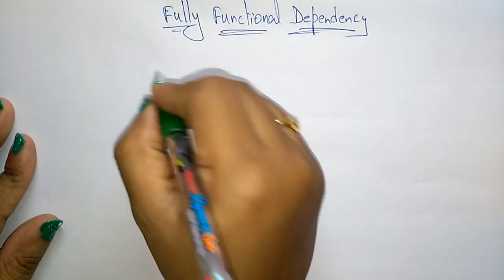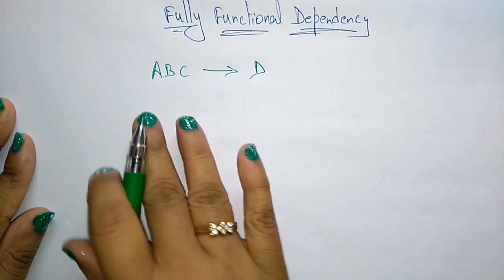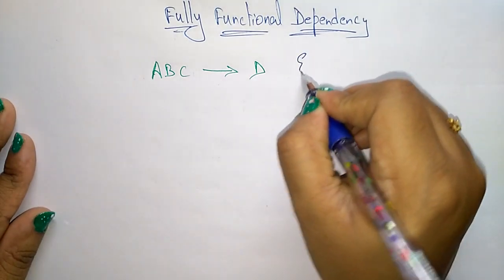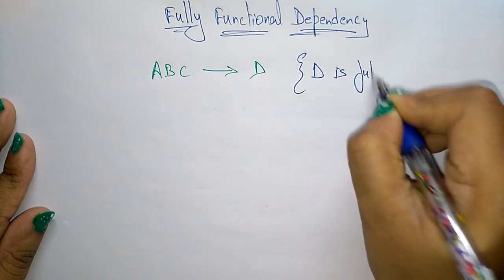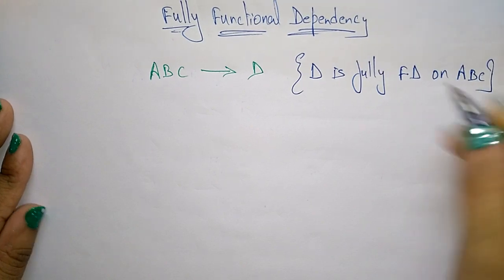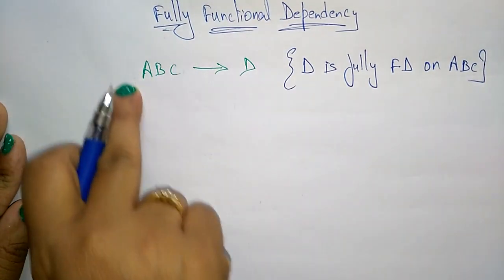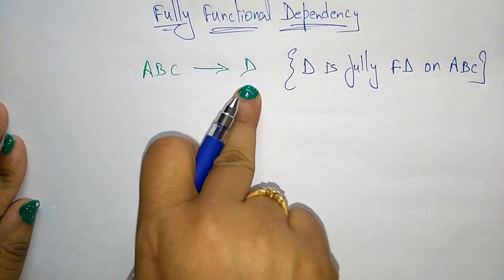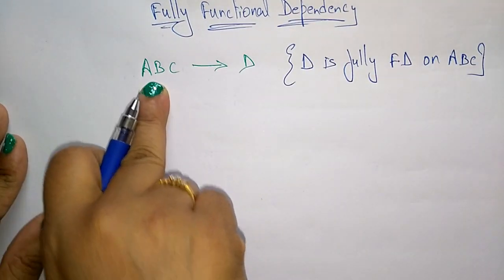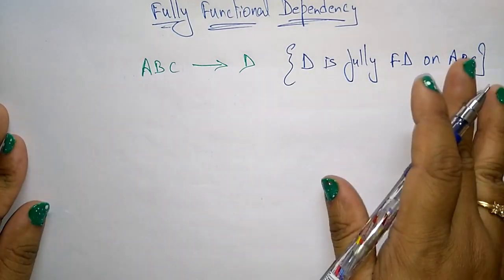Let's take one example. Suppose A, B, C determines D. So here we can say D is fully functional dependent on A, B, C. How can you say this is fully functionally dependent on A, B, C? A, B, C combinedly uniquely determines the D value. So then D is fully functional dependent on A, B, C, because D cannot depend on any subsets of ABC.